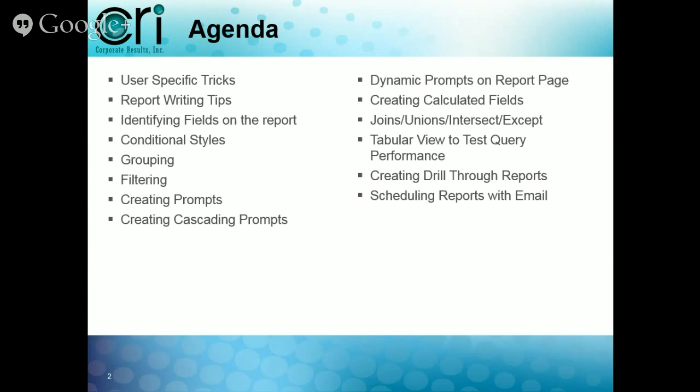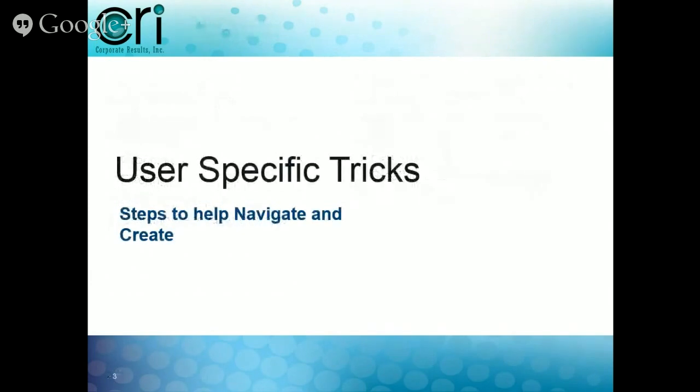Tabular view, which is, once you get a little more involved with writing and you have multiple queries, how to check for performance of your queries. Drill through reports, which I really like. Seeing data at a higher level and then being able to click down on a number, for example, to see the detail level transactions. And then lastly, if you wanted to schedule reports to send them to you on a daily, weekly, monthly basis without you having to log into Cognos. Okay.